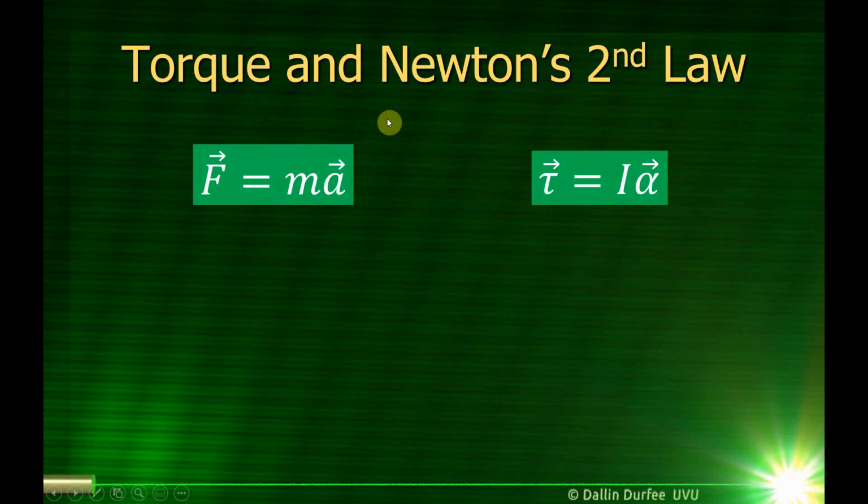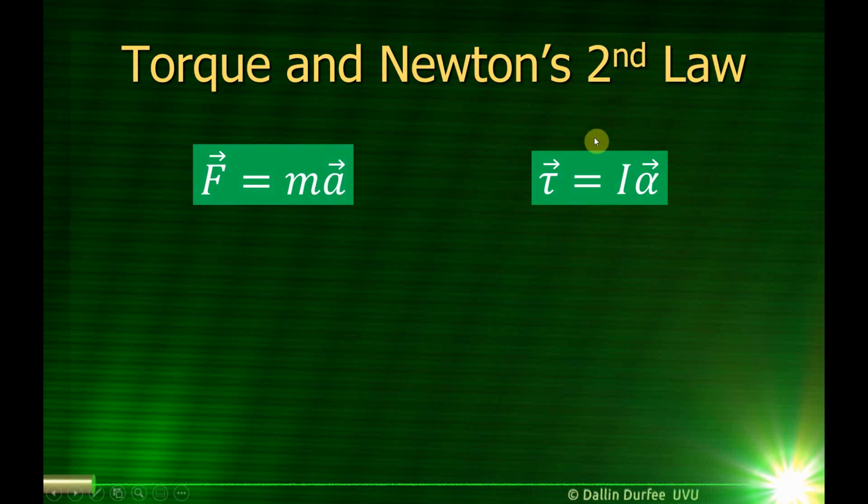So for linear motion, force equals mass times acceleration. So force is the thing that causes acceleration, and mass is the inertial thing that limits how much the acceleration changes for a given force, or how much acceleration there is for a given force.